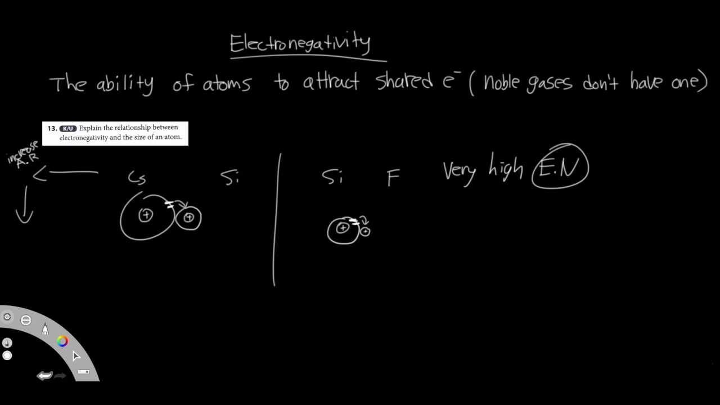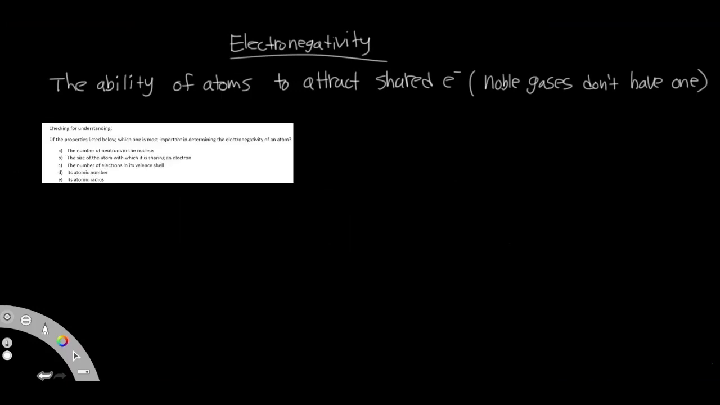Now, let's have a look at one last question. Pause the video if you like. Try this on your own. Check for understanding of the properties listed below. Which one is most important in determining the electronegativity of an atom? So let's have a look.